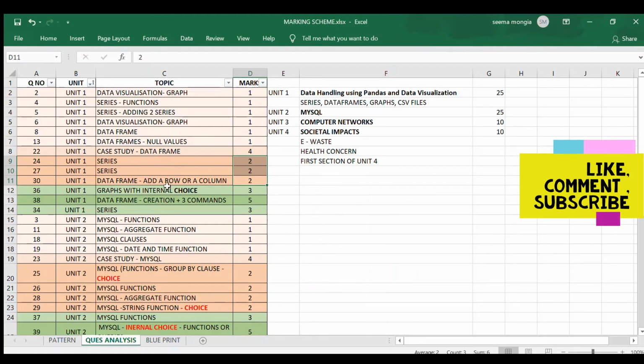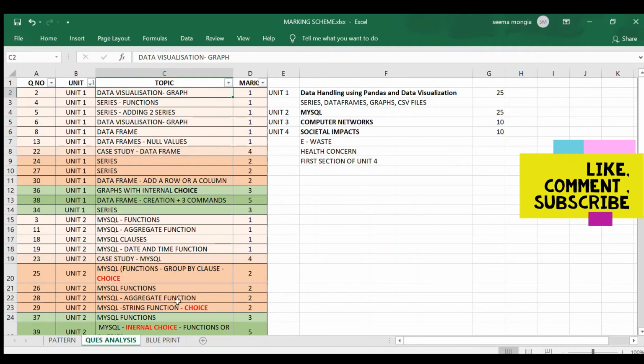There may be a little flexibility or movement of the questions in these marks of questions. Again, the 4 mark question is from the data frame. So you can see here that a lot of questions are being asked on the data frames in comparison to series. And graph also has quite a good amount of questions. It is 3 marks here, and then 1 mark here, and then 1 mark here.